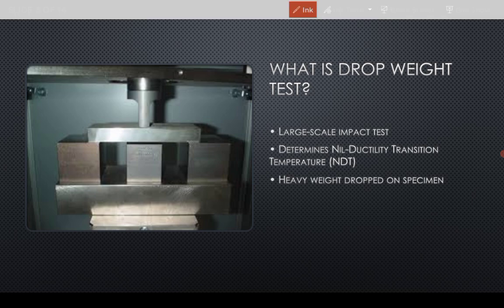So what is a drop weight test? The drop weight test is a large scale impact test used to determine the nil ductility transition temperature. A heavy weight is dropped on the specimen. The specimen contains a small starter crack. If the crack propagates rapidly, that means the material is brittle at that temperature. If not, it still has ductility. This gives a safe temperature limit below which the steel must not be used.